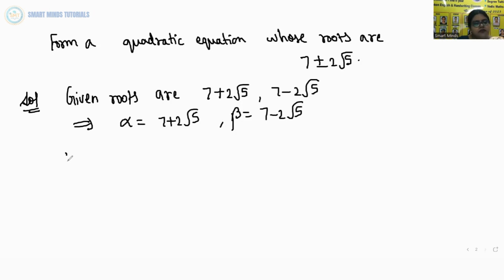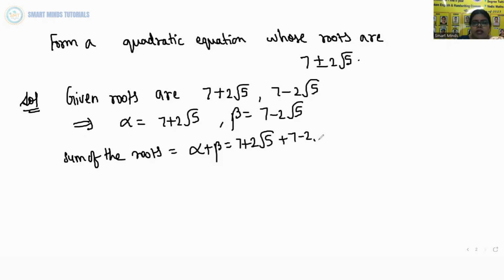Okay, so first let us find out the sum of the roots. Sum of the roots is alpha plus beta. That is, we need to add both of them. So 7 plus 2 root 5 plus 7 minus 2 root 5. Plus 2 root 5 minus 2 root 5 cancel. 7 plus 7 is 14.